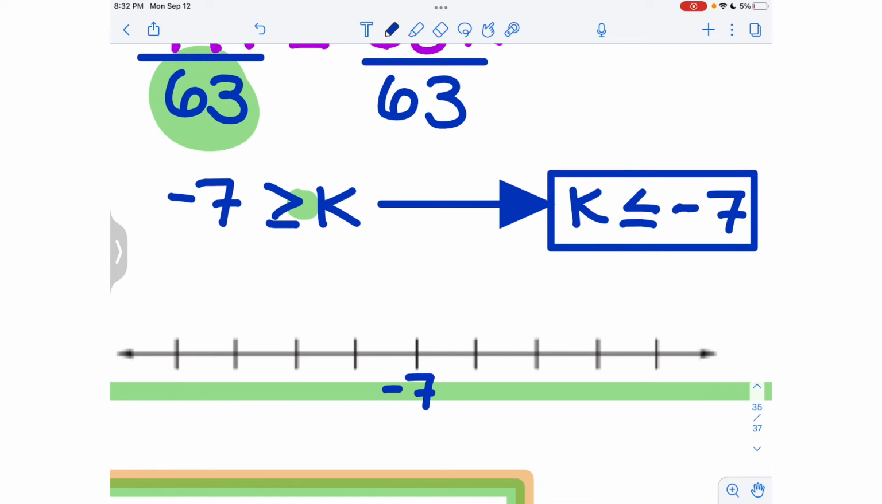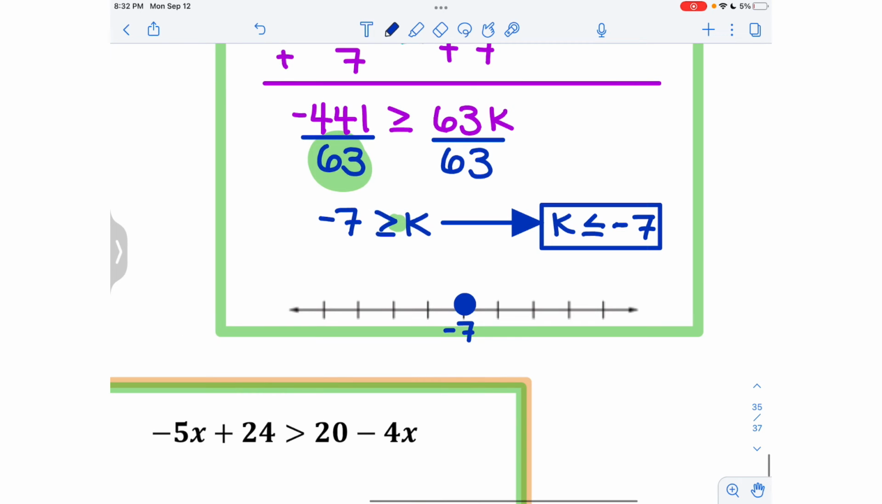I'm rewriting it so that the K is on the left side. So I put in negative 7, and once again, this is a filled-in circle. I haven't had many open circles in this, and we're going to shade less.